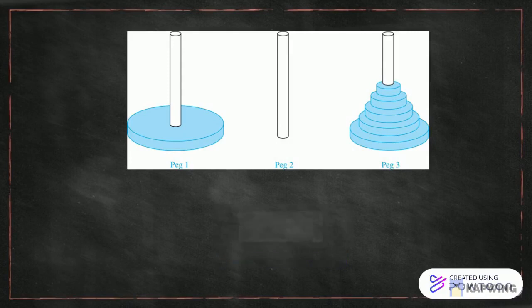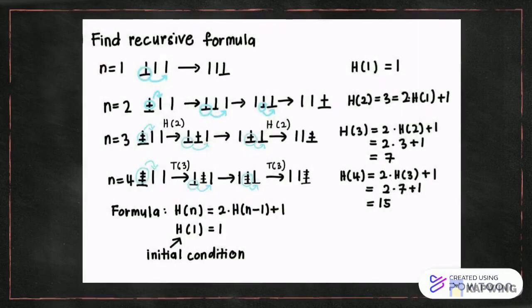The initial condition is H1 equal to 1, since a single disc can be transferred from peg 1 to peg 2 in one move. This is another example of how to find the formula. This way is easier to understand how the Tower of Hanoi works. We can see the pattern here from n equal to 1 to n equal to 4. And from the pattern, we can form the formula.